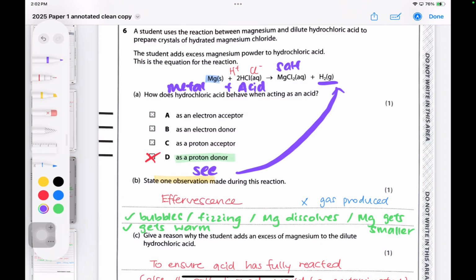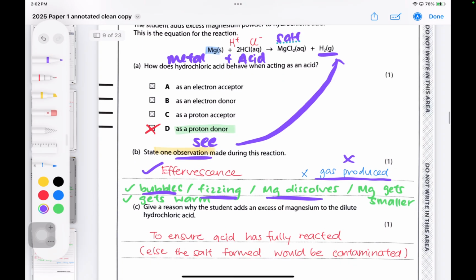One of the things that comes out is a gas, but if you write gas produced, you actually won't get any marks, right? Because we are not asking you for explanation, we are asking you for observation. What can you see if gas is produced? You basically see effervescence, bubbling, or fizzing. Over time, you also see that the magnesium metal dissolves or gets smaller. Any of this, you would get the mark.